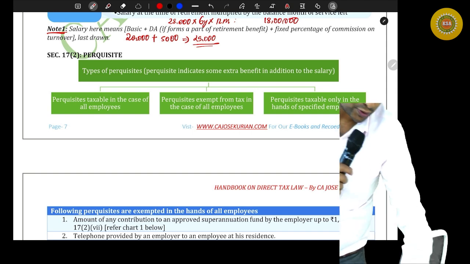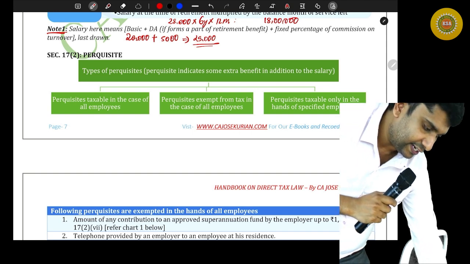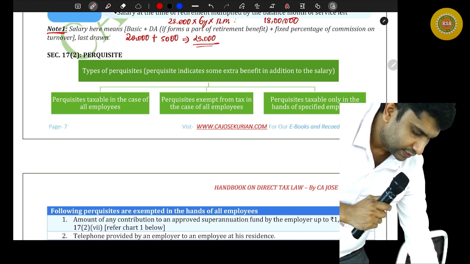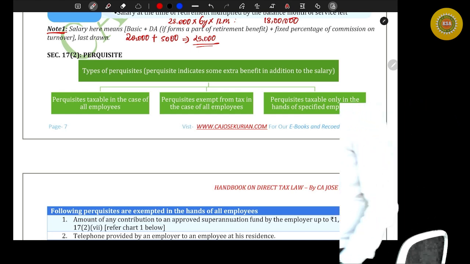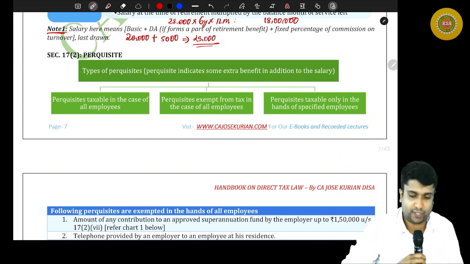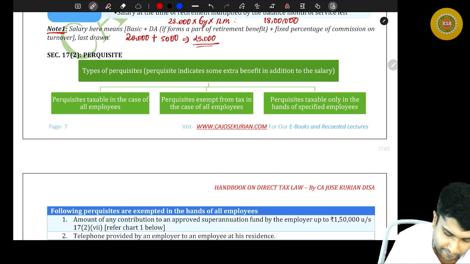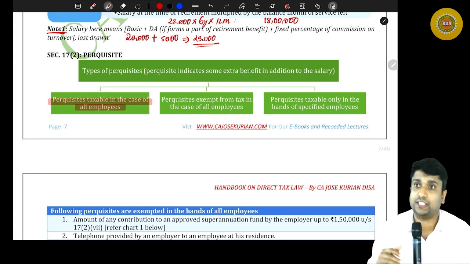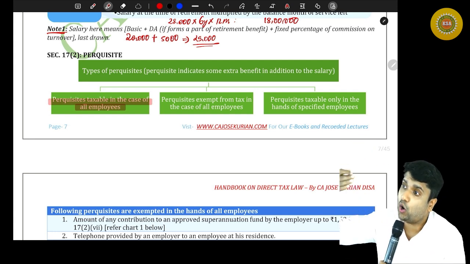So when it comes to the income tax department, we can divide perquisites into three. We can divide what, friends? Perquisites into three. Let's understand which all are the divisions. Number one, perquisites taxable in the case of all employees. So what is the first category? Read along with me. Perquisites taxable in the case of all employees. There are certain perquisites which are taxable in the case of all employees.